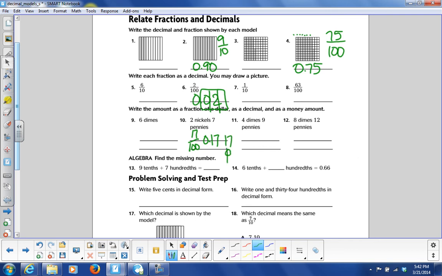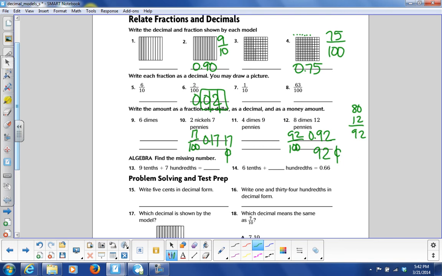Sorry, out of space. Okay, 8 dimes and 12 pennies. I know I've got 80 cents. And then I've got 12 pennies, which will give me up to 92 cents, because 80 plus 12 is 92. Okay, so I have 92 over a dollar, which would be my fraction. 0.92 would be my decimal, because I'm going to put my 92 into its proper rooms of the house. And then it'd be 92 cents.